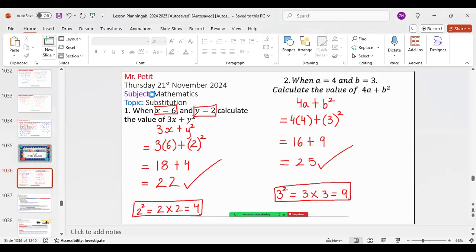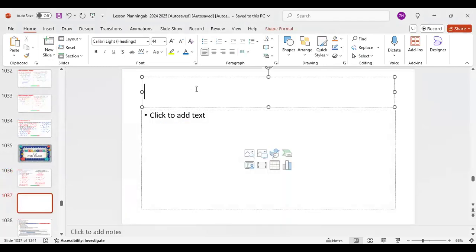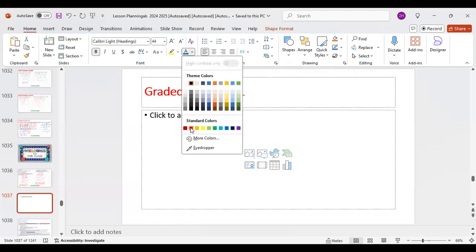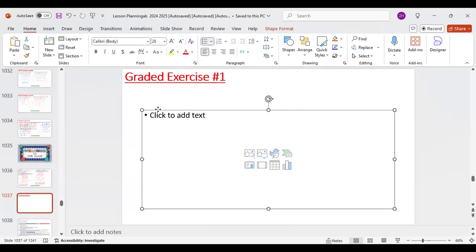Graded exercise number 1. We can write it down. Yes, write this down in your book and answer it. All right.